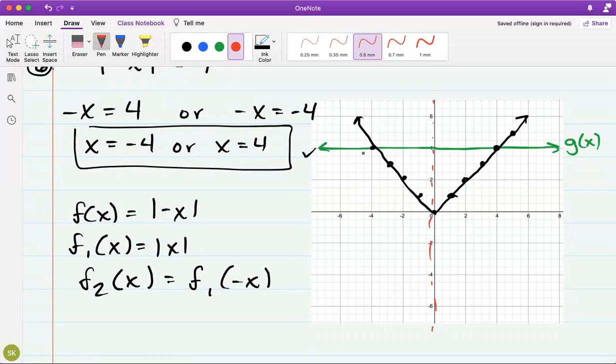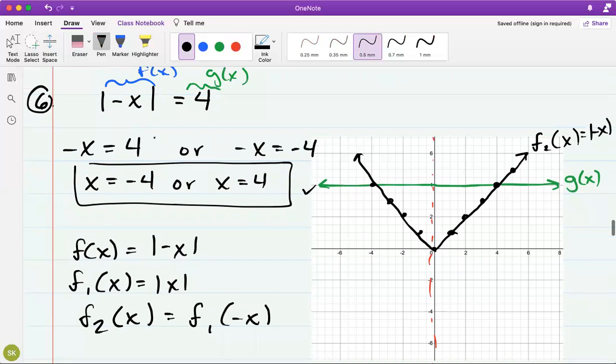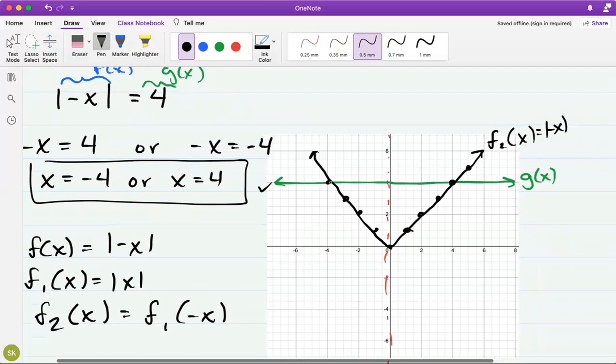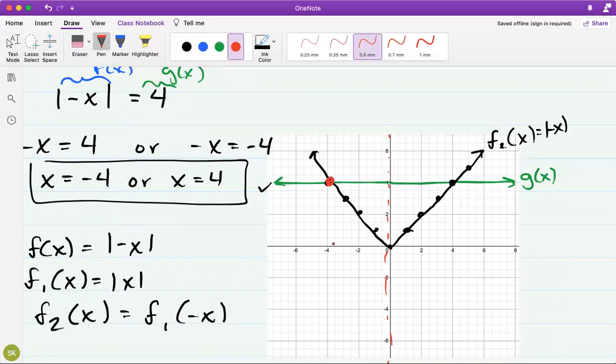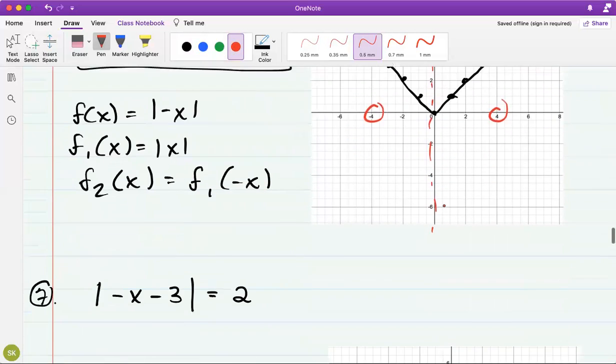Now if you do that, this piece goes over here, and this piece goes over here. Because this is an even function, when you reflect it about the y-axis, you get the same function. So this actually happens to be f2 of x, which is the absolute value of -x, what we wanted. Okay, and you can see that we go through -4 and 4, just like we had expected. Let's move to the next problem.